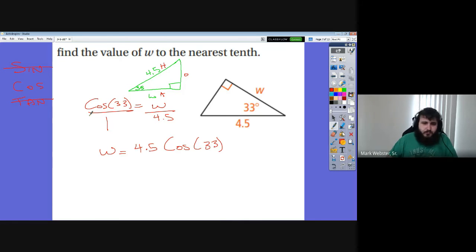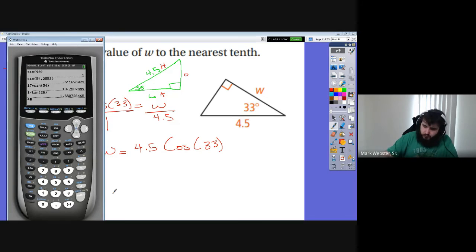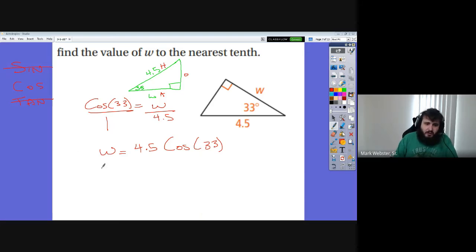All right. So we do that, and we're going to pull out the calculator, type it in, and what do we get? 4.5 times cosine 33. And again, make sure you're in degree mode. If you're not in degree mode, this is not so fun to do. You'll come out with the wrong answer. This is our answer. 3.7740175556. That answer is what we get.